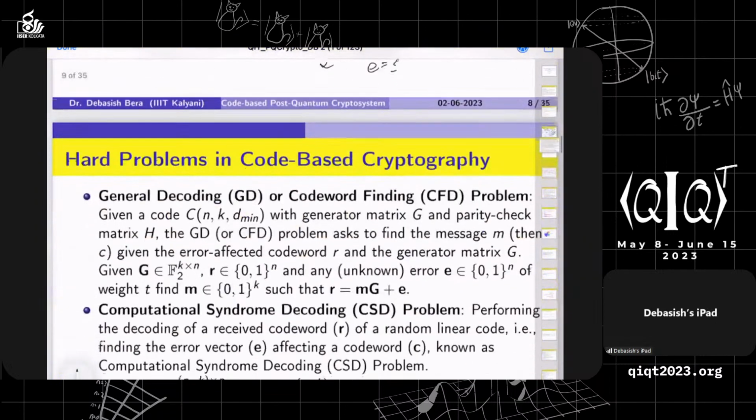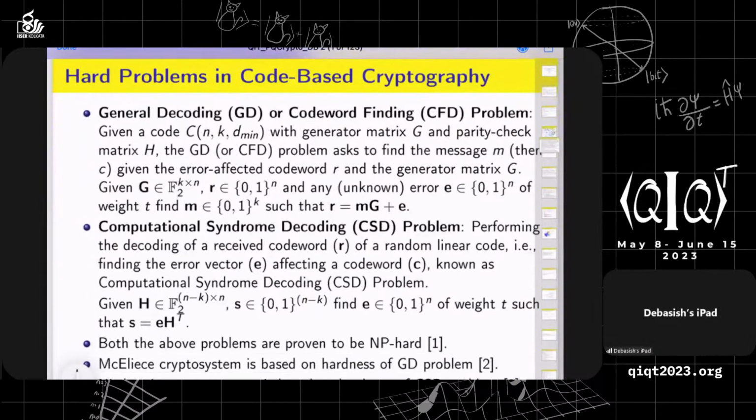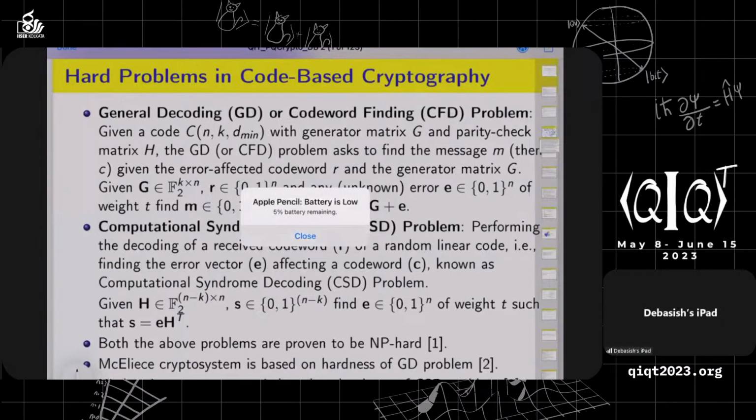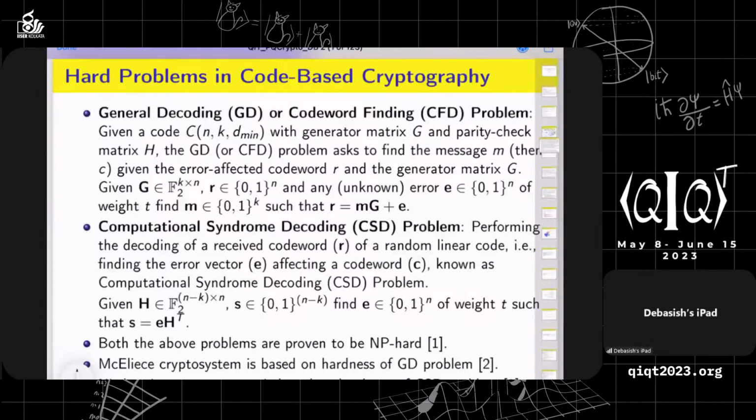Okay, let me come there more specifically. The hard problems here are actually two. One is the general decoding problem. I have a code C with generator matrix G and parity check matrix H. The general decoding or codeword finding problem asks to find the message M, given the error-affected codeword R and the generator matrix G. Mathematically, given G and R, with an unknown error of weight T, finding M is hard if we can hide the G.